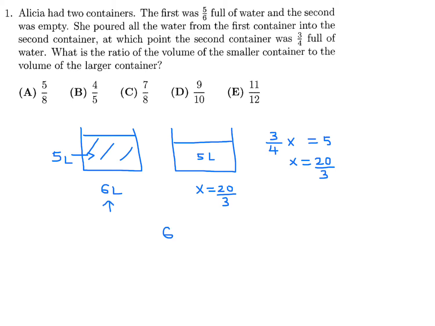So the smaller over the larger would be 6 over 20/3. Invert and multiply, and you get 6/1 times 3/20, and that's 18/20, and that's going to be 9/10. So number 1, the answer is D.